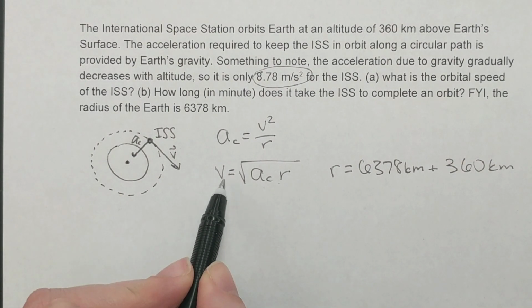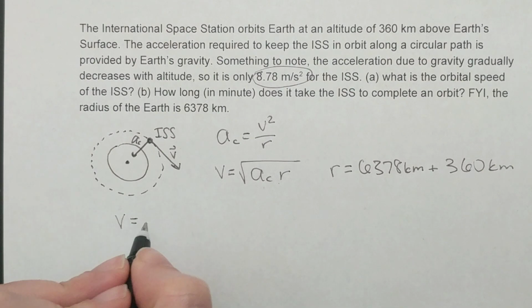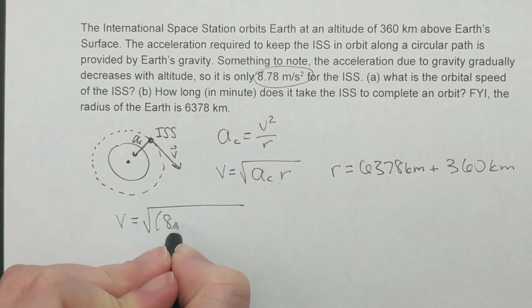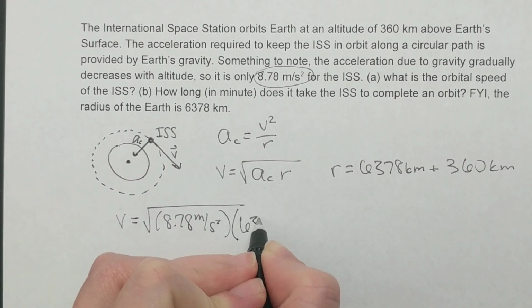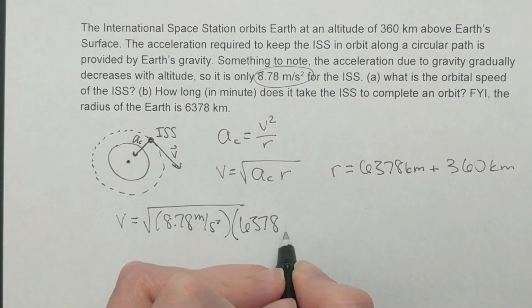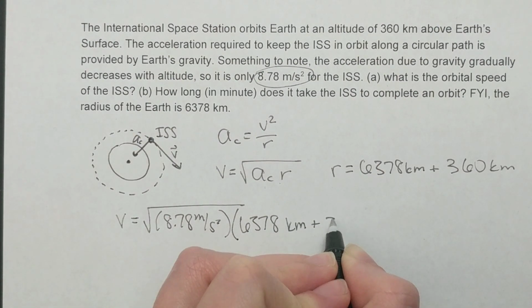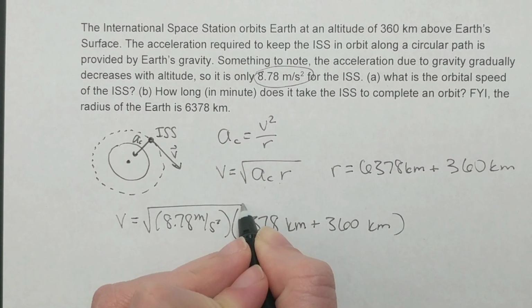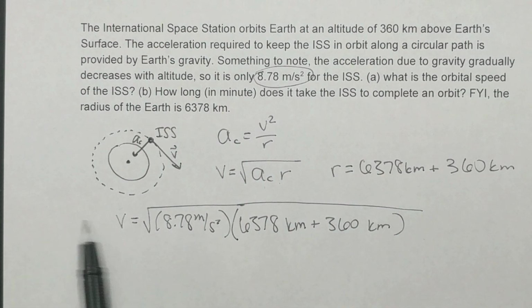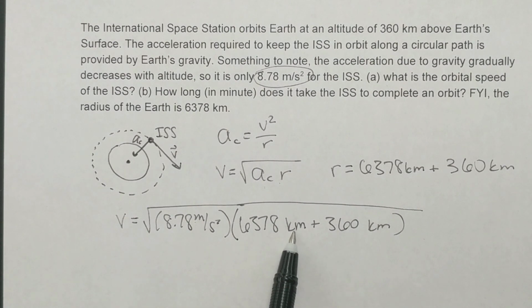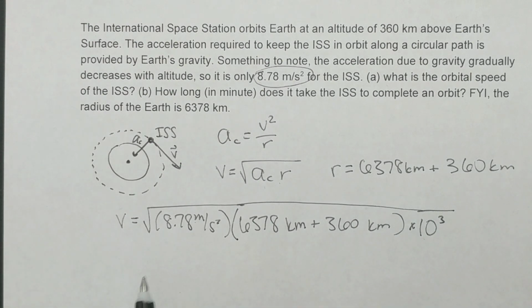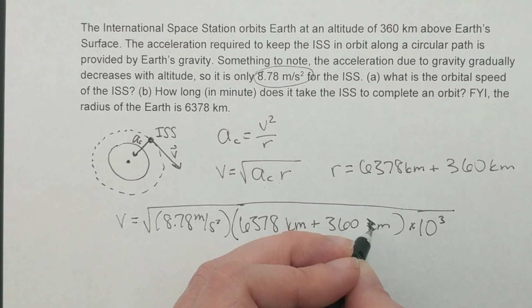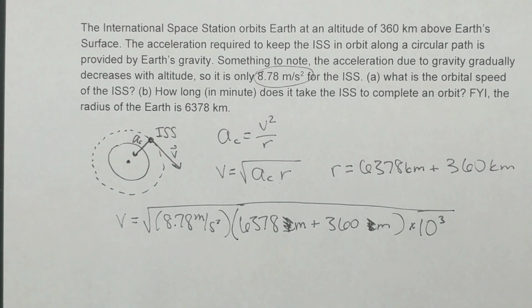Okay, so to compute this, our speed is going to be the square root of 8.78 meters per second squared multiplied by the quantity 6,378 kilometers plus 360 kilometers. Something we have to note is that we've got meters here and kilometers here, so we need to convert from kilometers to meters. We can do that by multiplying by 10 to the third power, since there are 1,000 meters in a kilometer.